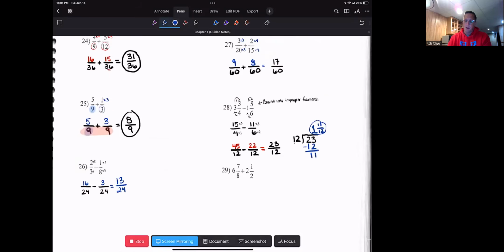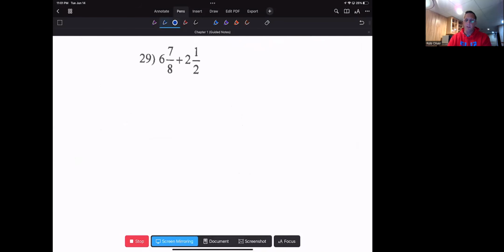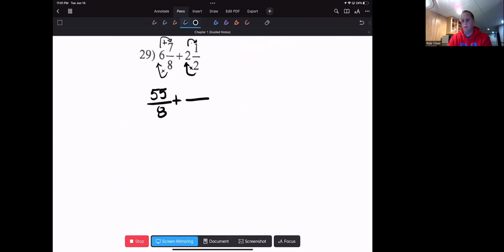Okay. One more example here. On this one, we have mixed numbers and we're adding them. And why don't we just go ahead and do the same thing? Let's change them into improper. So 6 and 7/8. 8 times 6 is 48. 48 plus 7 is 55/8. Okay. And then 2 1/2. 2 times 2 is 4. 4 plus 1 is 5. So you got 5 halves right there.